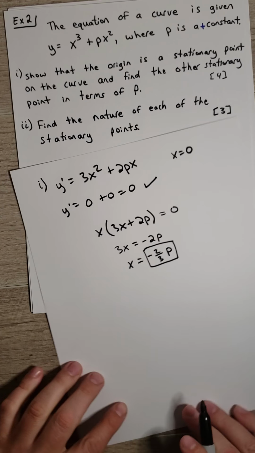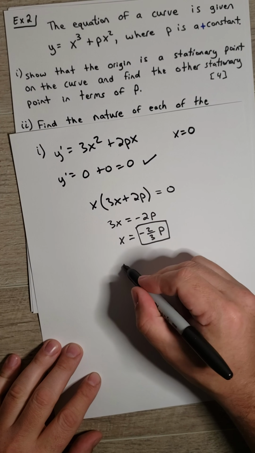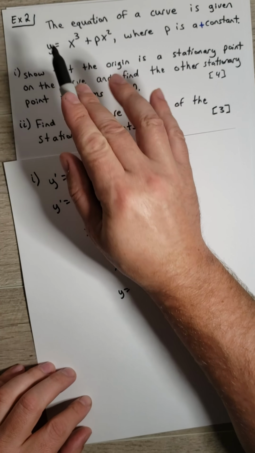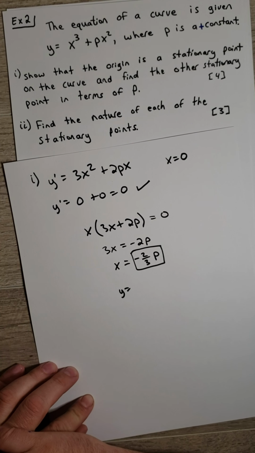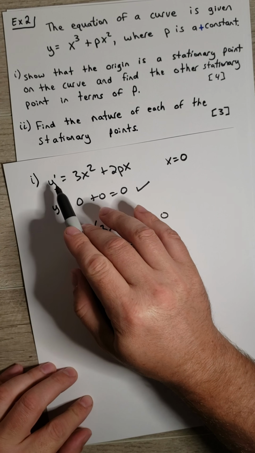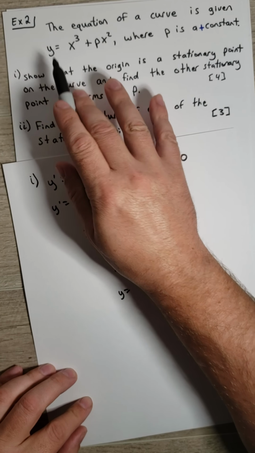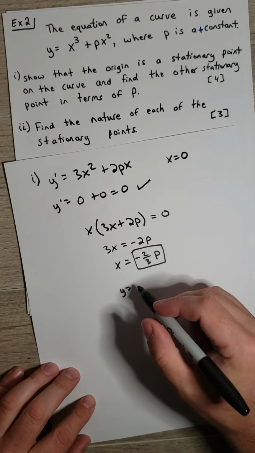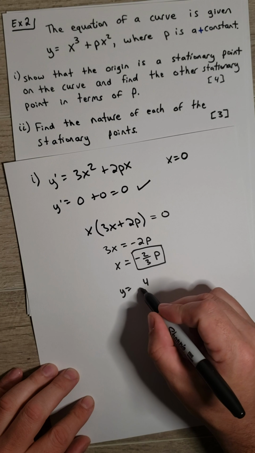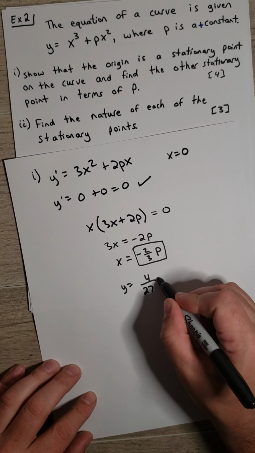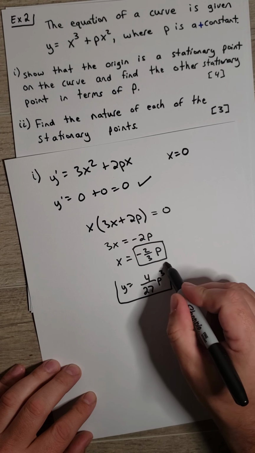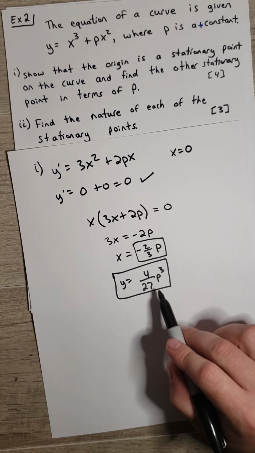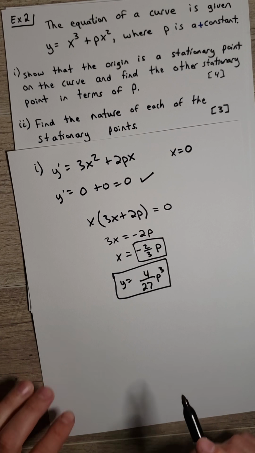How do we get the y value? They're asking for the stationary point, so for the y value we plug this x value into the original. Okay, this is not y, this is y prime. To get y, you have to use the y equation. So plug this into x here, and you get y is equal to 4/27 p cubed. Okay, so there's the other stationary point. And it says in terms of p.